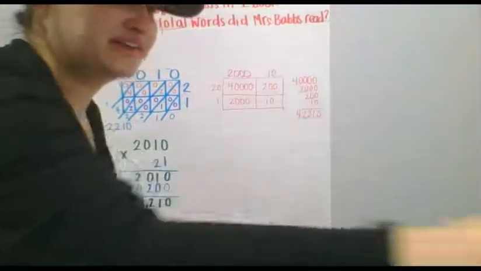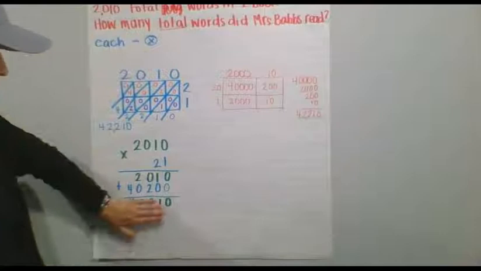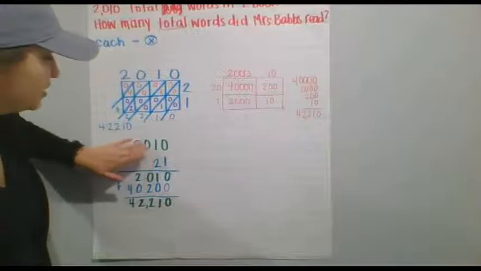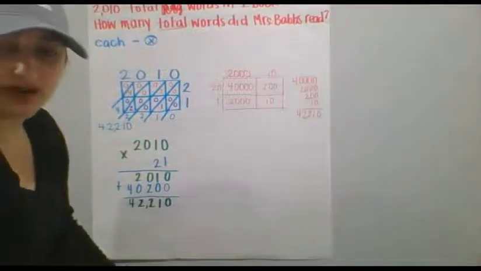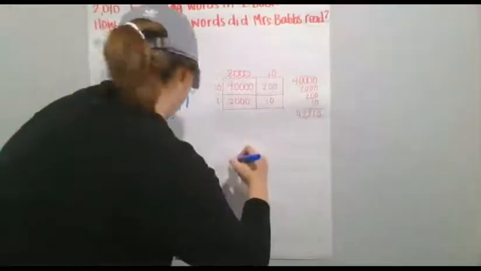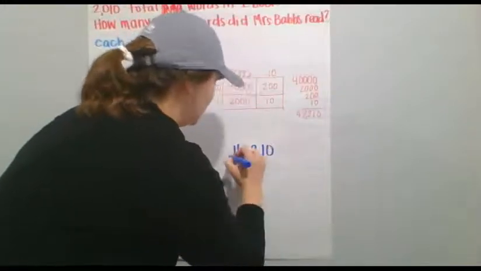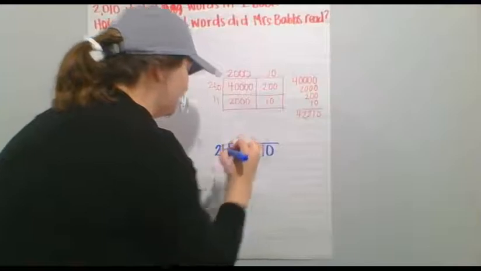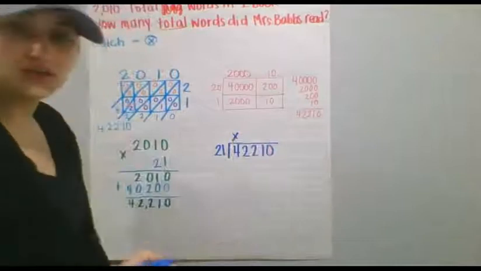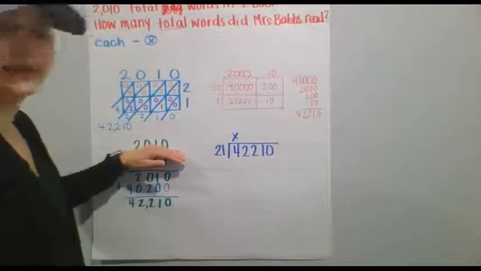And then also, if you'd like to check your work using division, we're going to go kind of in that backwards motion where we start with our answer, we divide it by one of our numbers, and then we get the other number as our answer. So we're going to start with 42,210, and we're going to be dividing that by 21. So 21 cannot go into 4. And also remember, when you're using this method to check, you want this to be your answer, okay?